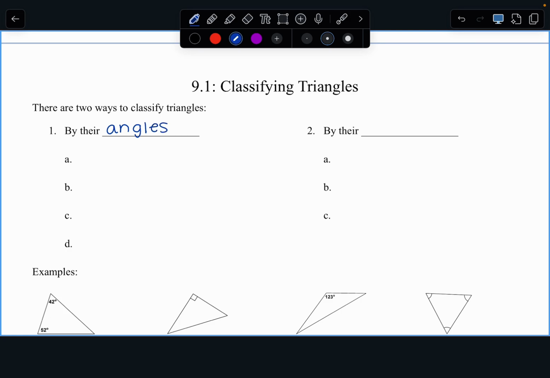Name the different types of triangles. Any ideas? No. Okay. There are acute angles. That is when every angle is less than 90 degrees. What about obtuse?